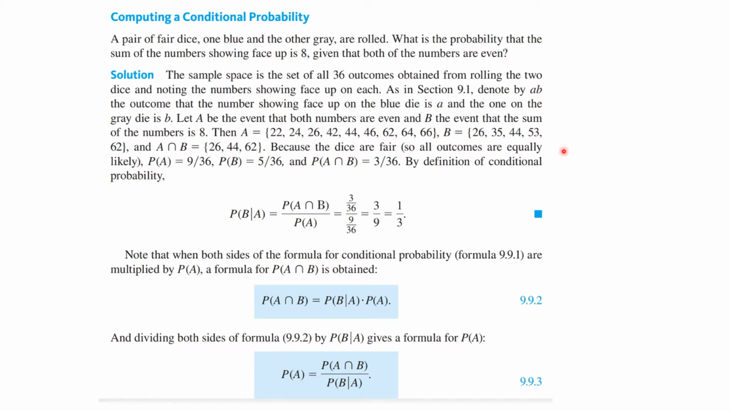Because the dice are fair, all outcomes are equally likely. Probability of A is 9 over 36, probability of B is 5 over 36. And the probability of A intersect B is 3 over 36.